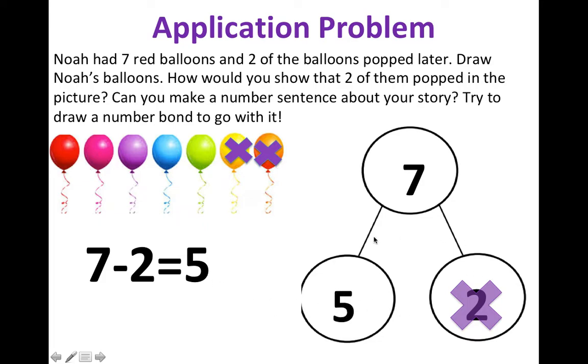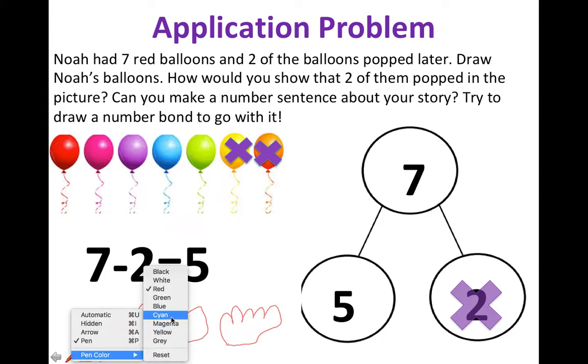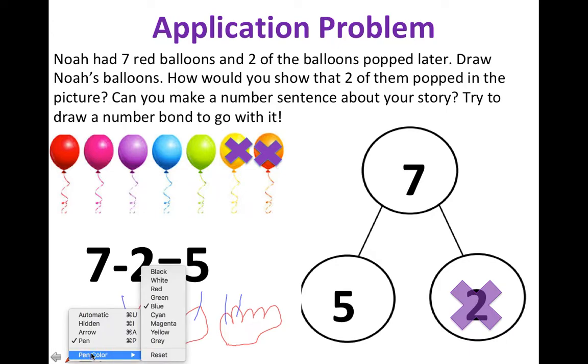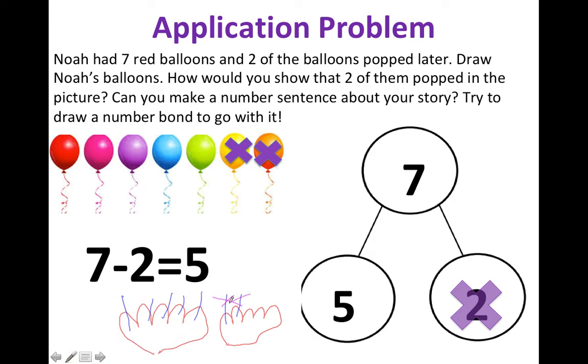goes in one part. To check your answer, what you can do is, I'm going to draw my hand, right? We can use the balloon picture if you want, but you can also draw your hand. And remember, I need to change the color. I will put blue. So I need 7, right? 1, 2, 3, 4, 5, 6, 7. So now 2 of them got canceled. So let's change the color to pink to show that 2 balloons were canceled or popped.